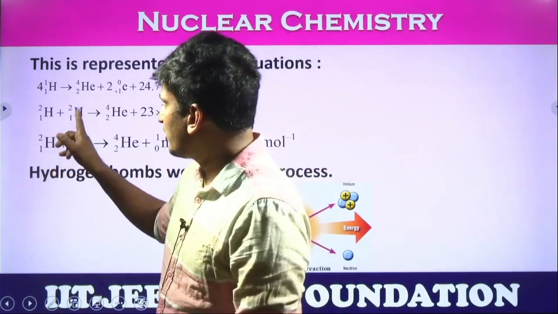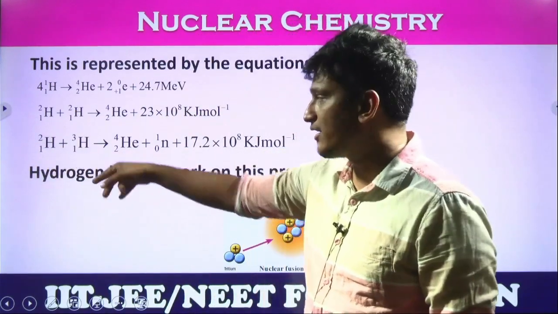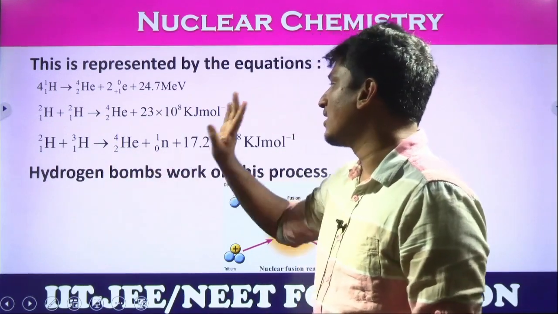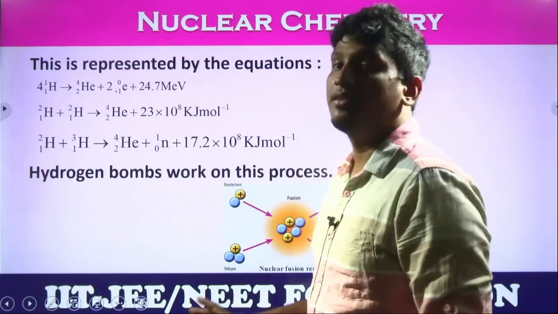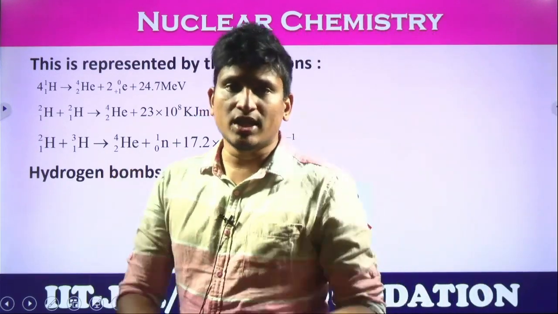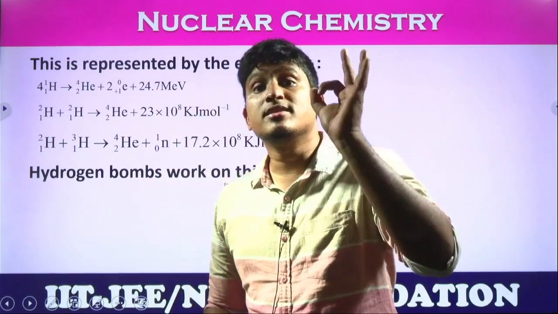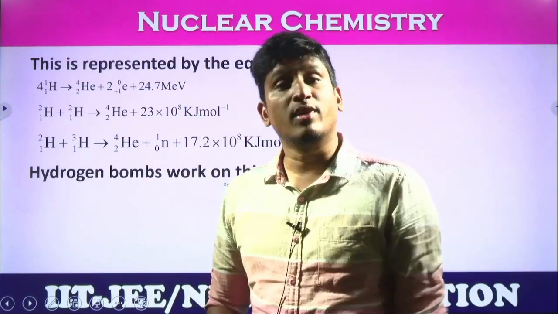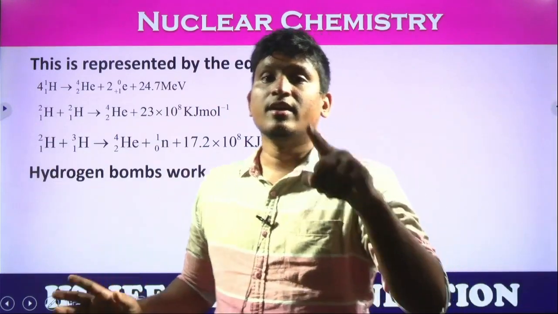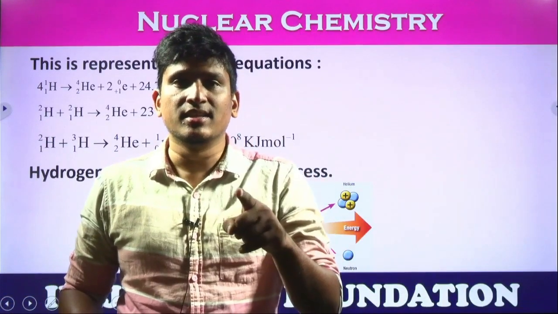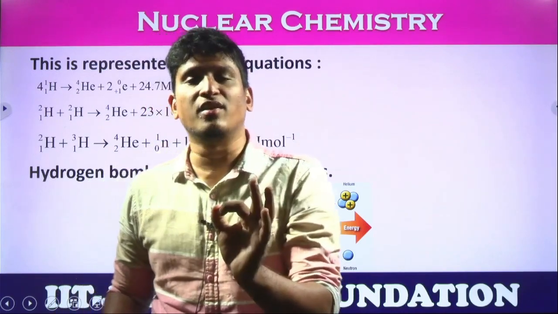Here we have one deuterium and one tritium. You already know their mass numbers are different; they are isotopes of hydrogen. We get a helium as well as 1 neutron released. The hydrogen bomb works on this principle. Whether it is a nuclear fusion reaction or a nuclear fission reaction, one thing is common: enormous amounts of energy. Why? Because we are influencing which particles? Subatomic particles, protons and neutrons, students.